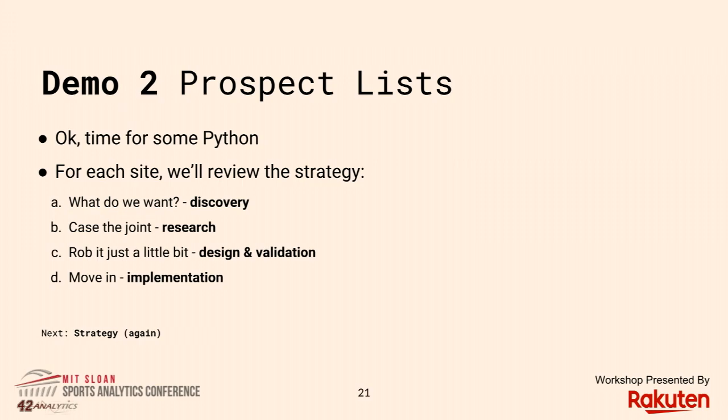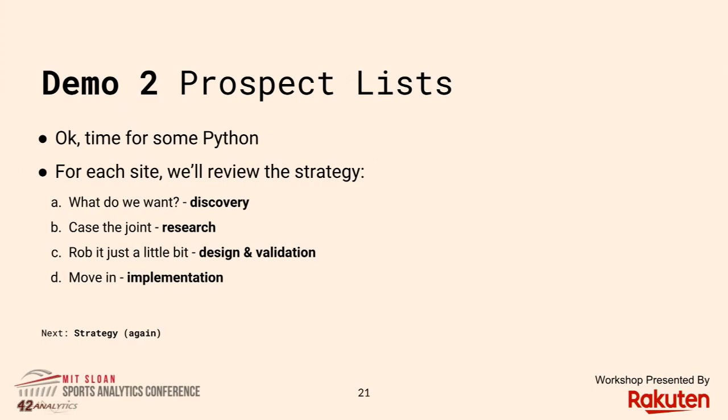Time for Python. So just to review the strategy, we've got a discovery phase, a research phase, design and validation, and implementation. You'll see in practice that sometimes you don't necessarily need to separate design and validation from implementation. In this case, if it's just a table, or just a list of things, you don't need multiple sources, you probably don't need a subset of your data. Your subset's right there. You don't take three rows, right?